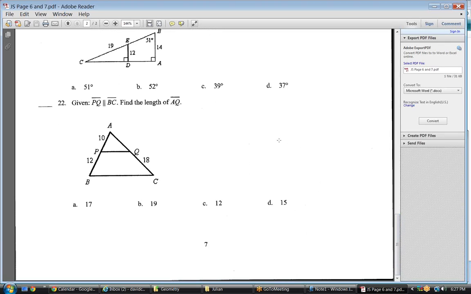Set up this ratio. 22. Just set it up. We'll call AQ x because that's what they're asking about. So that's here. Let me put a little x there. I can't rotate it. So would it be x over 18?